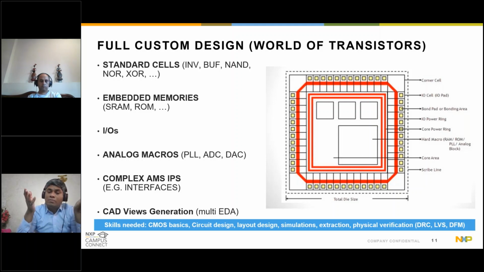Or analog macros, where tuning the circuits to the right centering of the design recipe is extremely important, whether it is a PLL for clocking or data conversion, ADCs, DACs, and other blocks, which have analog design in itself and will be a challenge that we need engineers to solve.